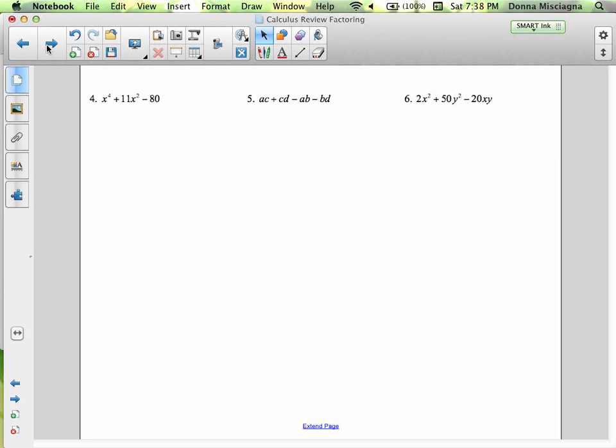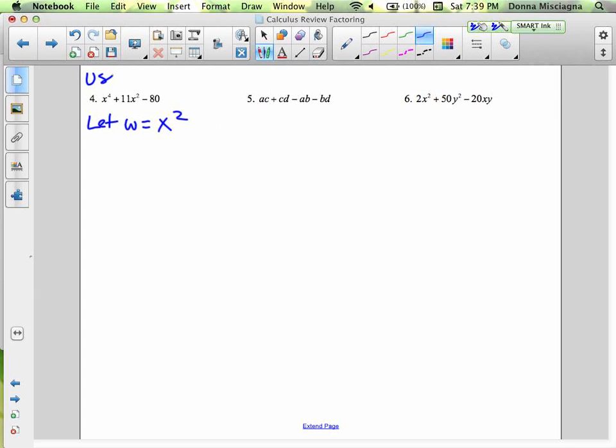All right, so we do have just a straight factor by grouping right here. But let's look at number 4. I don't really like those exponents. I got to the 4th power. Oh no, you know. But don't worry. Let w equal x squared. We can use substitution.